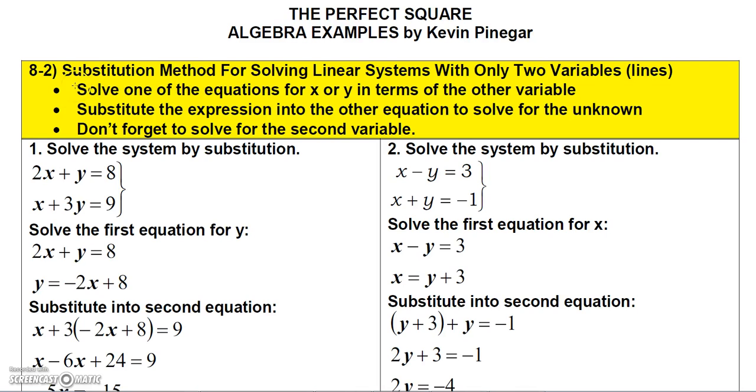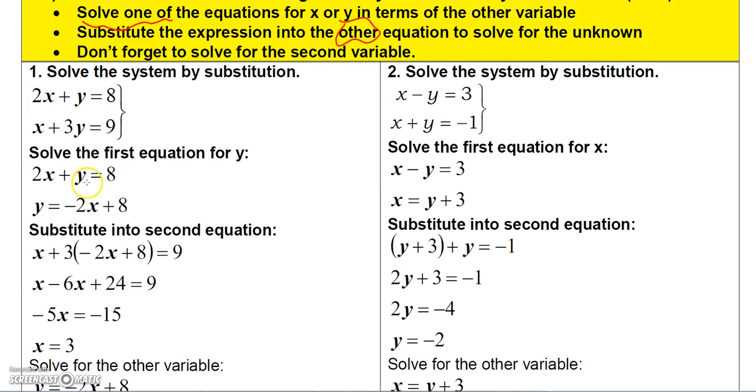Okay, so now we're going to talk about the substitution method. Basically, the substitution method is if you have two equations, you're going to solve one of those equations for x or y. It usually doesn't matter which one. And then you substitute into the other equation. So make sure you substitute your result into the other equation to solve for the unknown, and then don't forget to solve for the second variable.